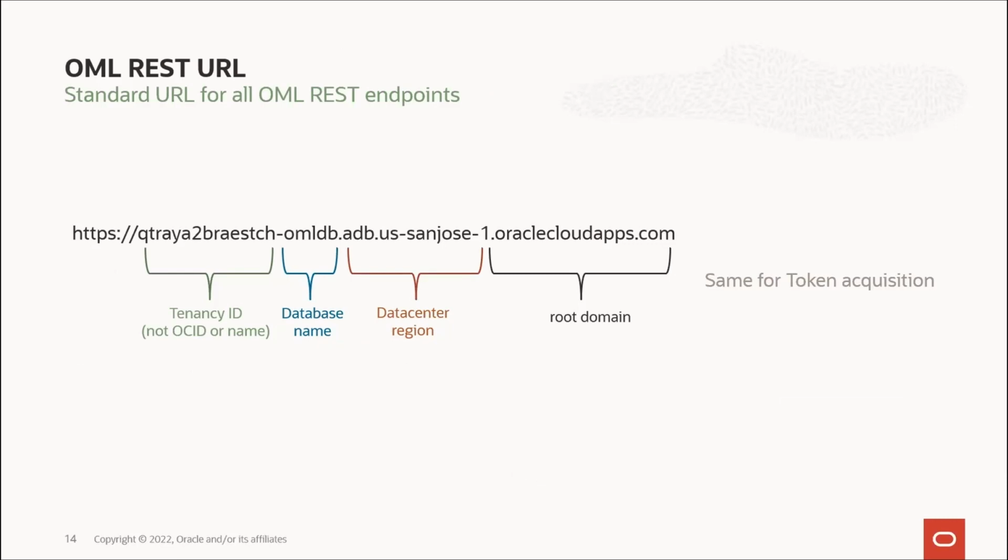This is the structure of the OML REST URL for all of the REST endpoints. It has your tenancy ID, database name, your data center region, along with the root domain, which is oraclecloudapps.com. And for each database, the tenancy ID and the database and potentially the region will be different than what you're seeing here, but the root domain is the same for all of the OML URLs.